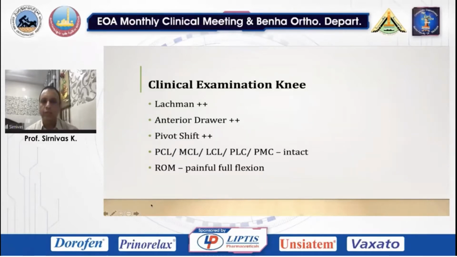On clinical examination of the knee, there was 2+ Lachman, anterior drawer and pivot shift. Rest of the ligaments appeared to be intact. She had painful movements, especially full flexion of the knee.